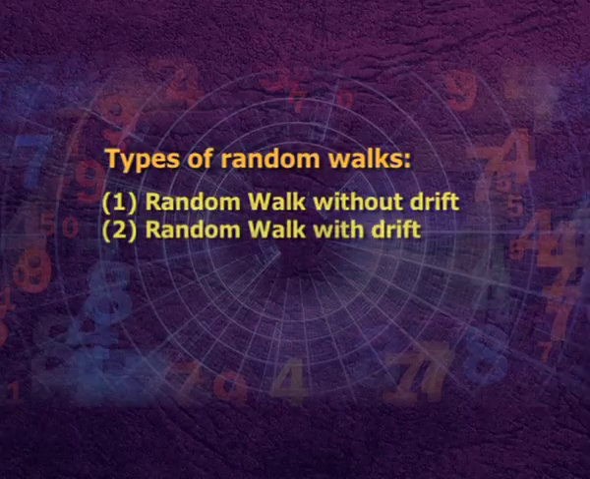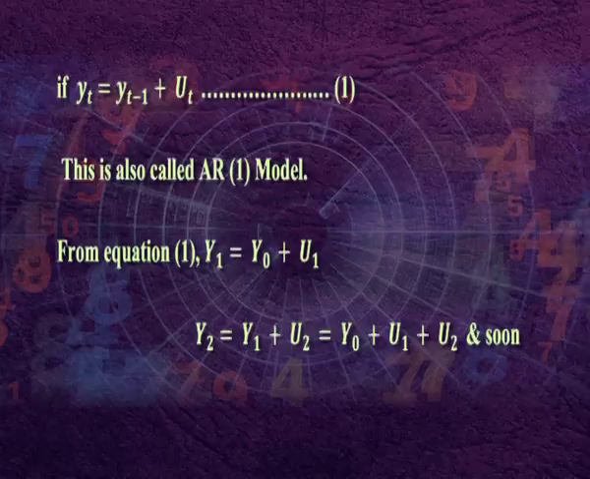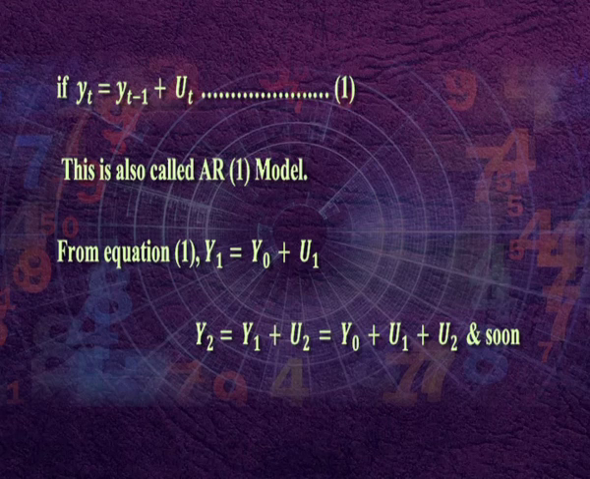We have two types of random walks. Number 1, random walk without drift. Number 2, random walk with drift. Let us understand random walk without drift. Let UT be a white noise error term with mean 0 and variance sigma square. Then the series yt is said to be a random walk if yt equal to yt minus 1 plus ut. We denote it as equation number 1. This is also called AR1 model.